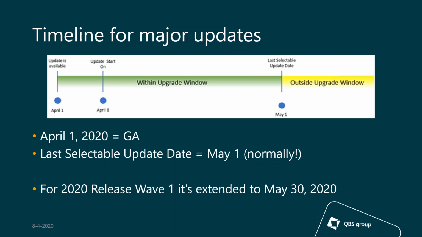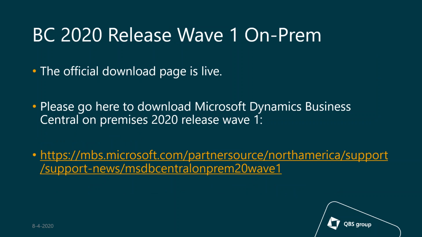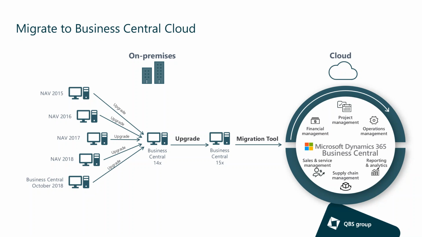And then normally you have 30 days to schedule your update. Due to the current times in the world, Microsoft decided to give everyone an additional 30 days. So you now have a 60-day upgrade window to go to BC version 16, which is the new release. The version for on-prem is also available since yesterday or the day before. You find the link in this slide where you can grab the latest version. And then some news regarding the migrations to Business Central.